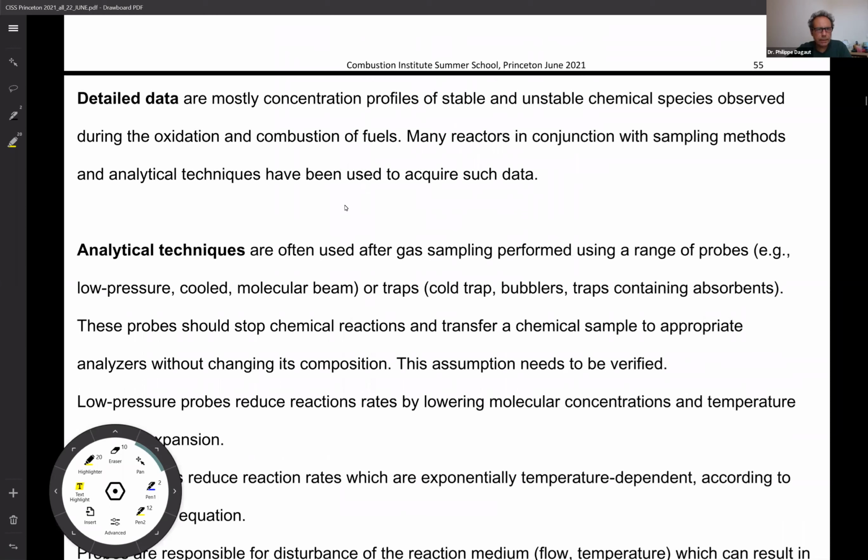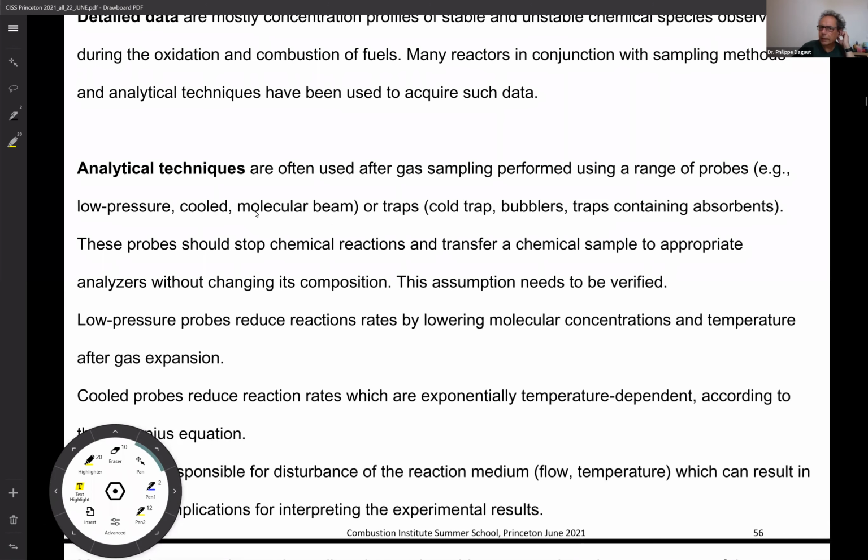So as I said before, detailed data are mostly concentration profiles of stable and unstable chemical species that are observed during the oxidation and combustion of fuels. For that, many reactors in combination with sampling methods and analytical techniques have been used to acquire such data. Analytical techniques are often used after gas sampling performed using a range of probes: low pressure probe, cooled probe, molecular beam. Or we can also use traps, cold traps, bubblers, traps containing absorbent. So there is a large variety of options here.